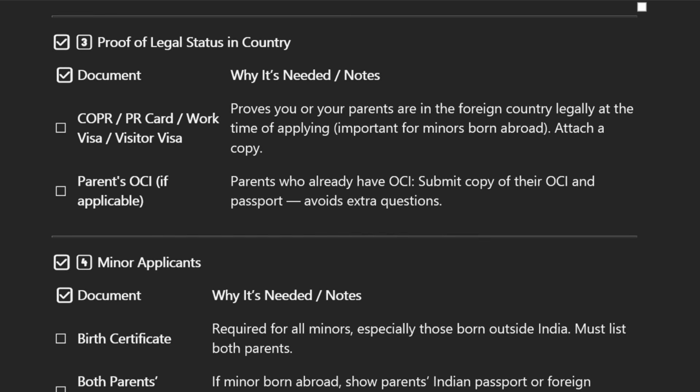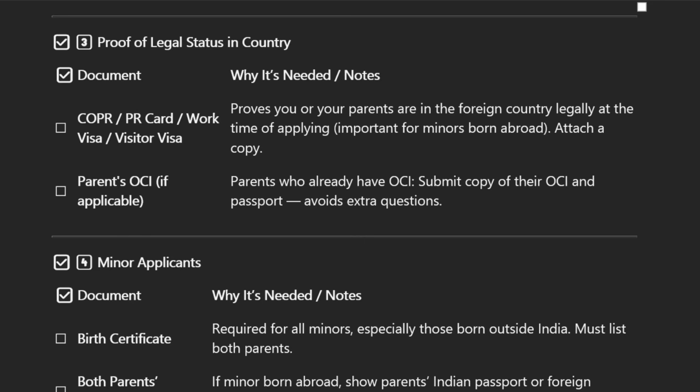Proof of legal status in the country. This is important because the government wants to know whether you, your parent, whoever had come to this country and acquired the citizenship, how that was done. So what does legal status mean? You came on a student visa and then you went through the process of work permit and then permanent residency or green card and then citizenship. That is a legal process which you went through. So I covered student, work permit, PR or green card, and then the citizenship.